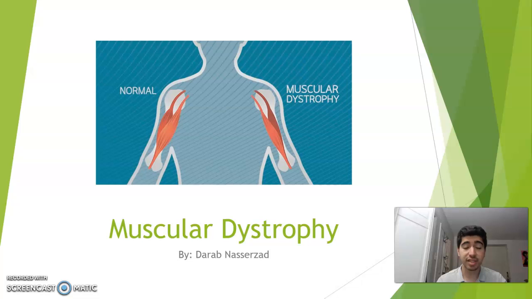So in this graphic, we can see on this person that on one side of their arm, the muscles are normal, they're healthy, size looks fine, and on the other that is affected by muscular dystrophy, we see it smaller, it looks weaker, and that's what muscular dystrophy does.